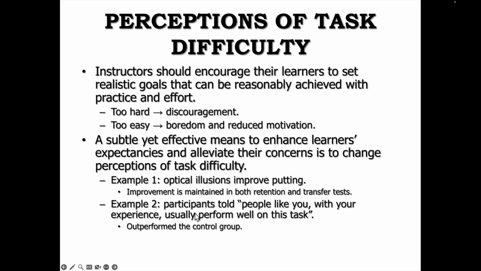Another example: in another study, participants were told that people like yourself, with your experience level, usually perform well in this particular task. When they were given this information, these participants did much better on the task compared to the control group who was not told anything. So again, if you tell your students or athletes, or show them, that other people with similar ability levels have been successful in that task, they are more likely to be more motivated and perform better in that task.